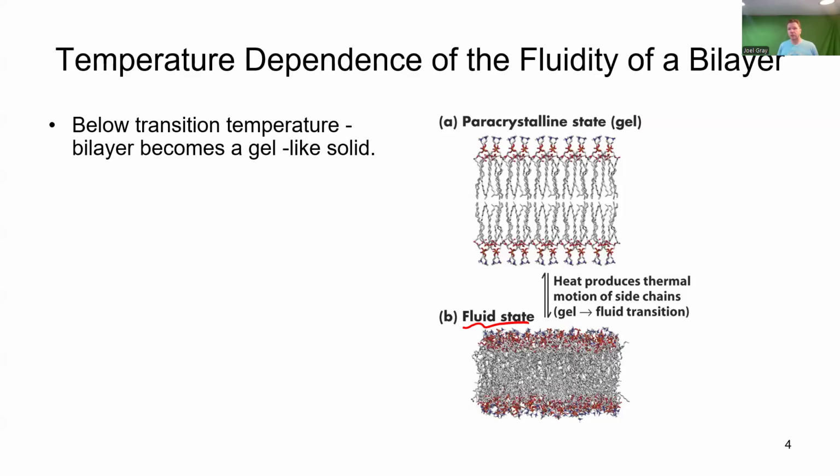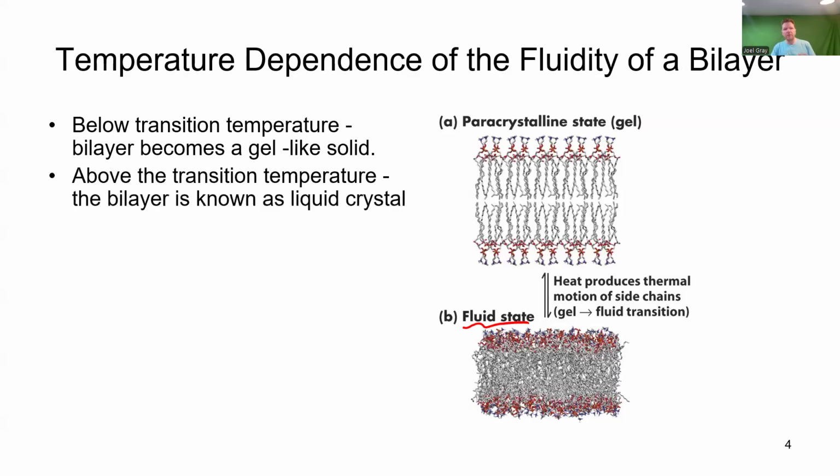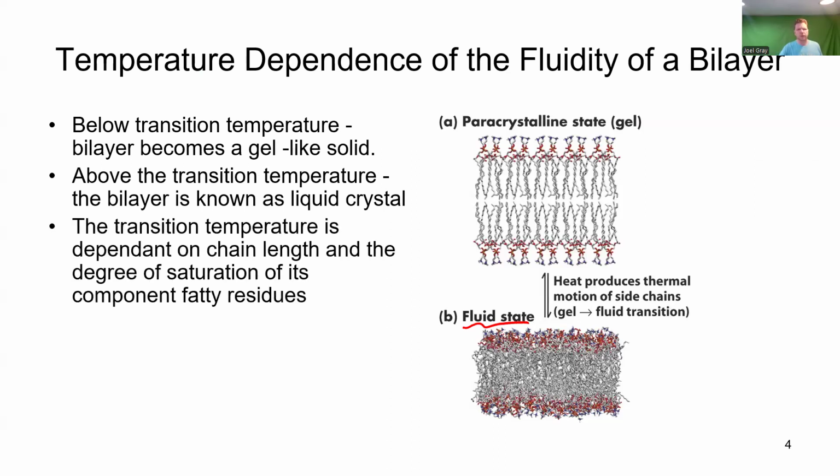Now, if the temperature gets too high, what happens to that fluid state? That just kind of blows up and falls apart. Above that transition temperature, you have that liquid crystal state at the bottom, the fluid liquid crystal state. Transition temperature is dependent on, and this is very important, the chain length and the degree of saturation of the component fatty acid residues.